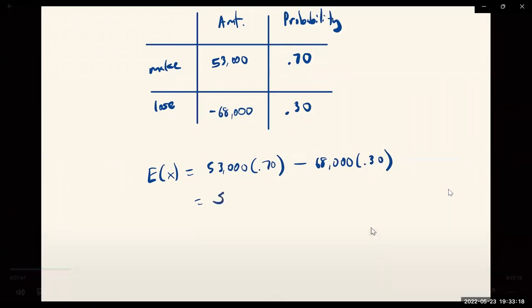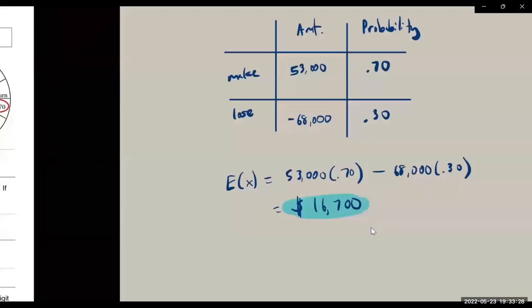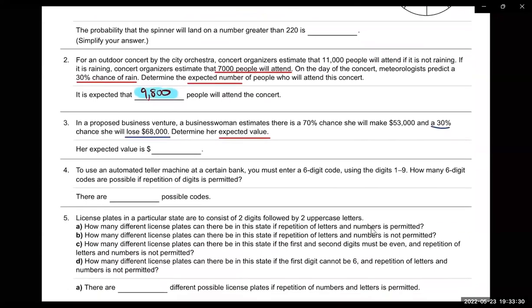I am getting 16,700. Anybody get that? All right, so that is what I'm getting. I'm getting a positive number. That means she's actually gonna, on average, make money instead of lose money. So she would make, on average, $16,700.